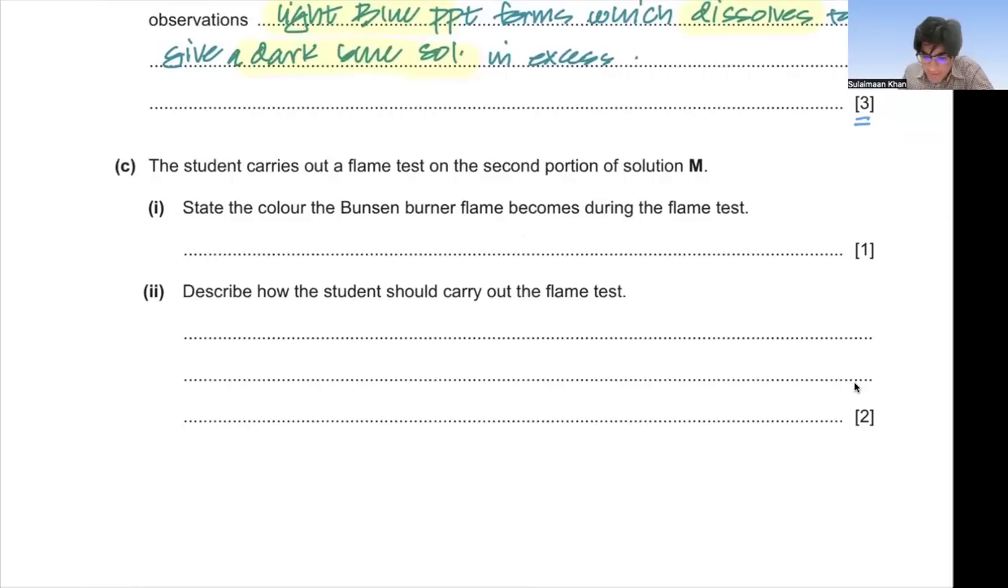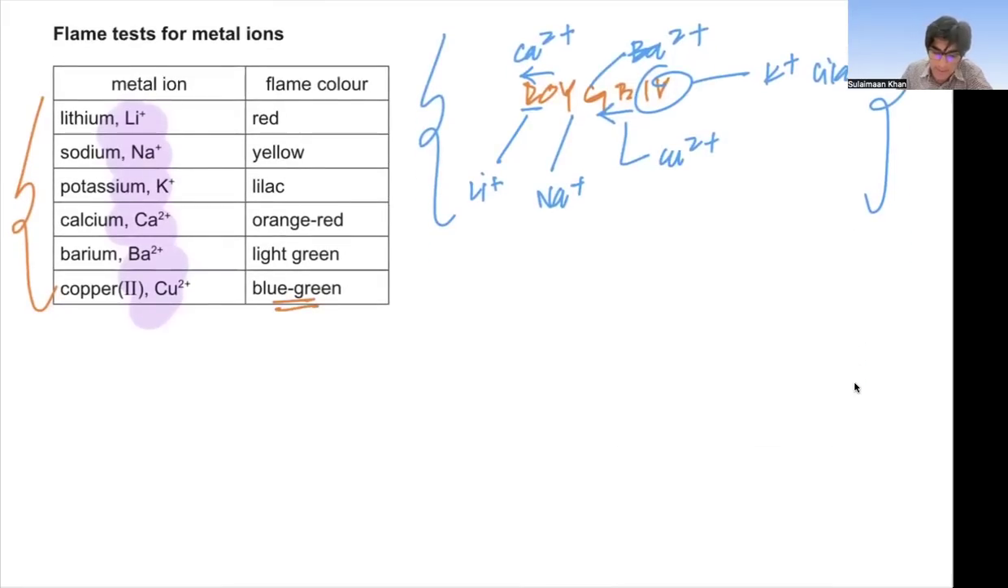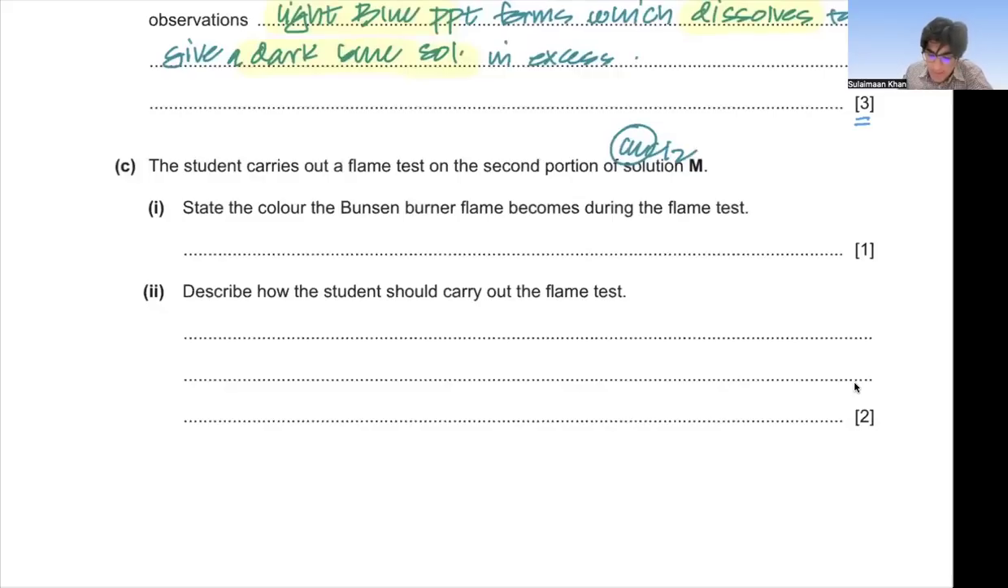Now, the student carries out a flame test on the second portion of solution M. Remember, solution M is copper chloride. So the flame test, copper 2 plus ion, is for the positive ion. And what is the flame? If you forget, God forbid, it's given. It's a blue-green flame. The color of the Bunsen flame: a blue-green flame is observed.